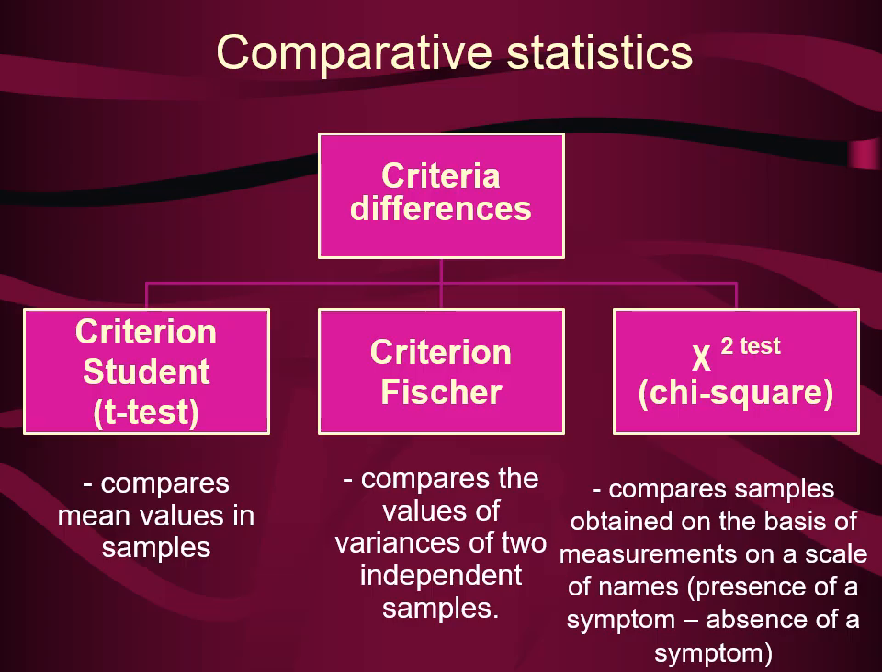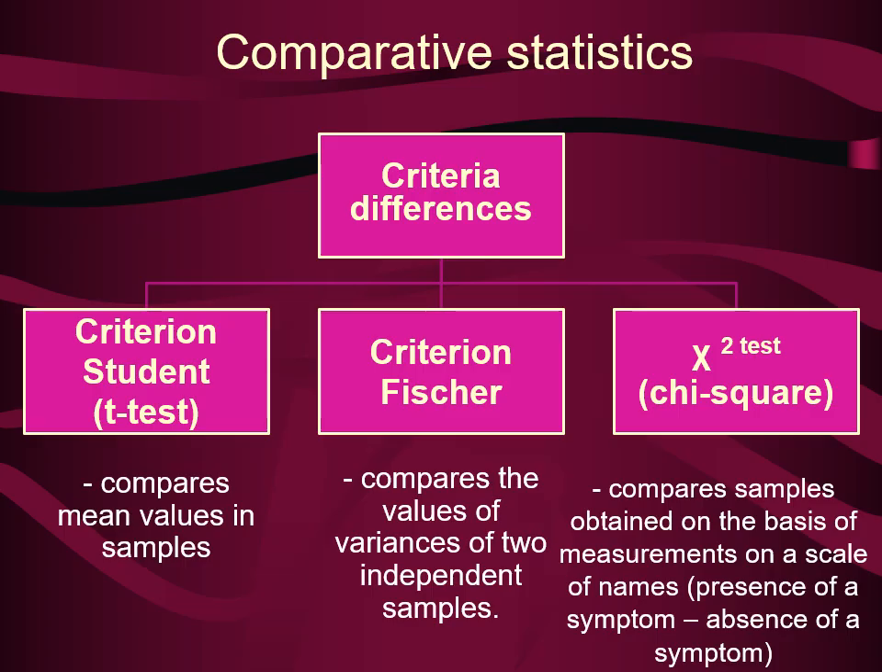The next way that statisticians use is not a single method, but a group of comparative methods. Sometimes a group of these methods is called simply comparative statistics. Comparative statistics are based on the calculation of special criteria. They are named most often by the developer's last name.